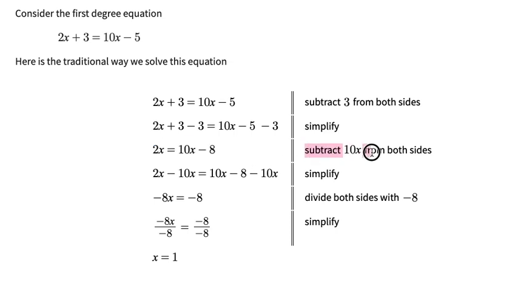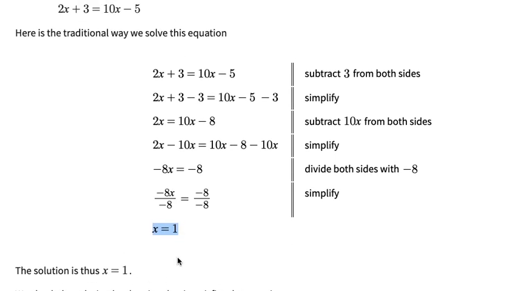Then we subtract 10x from both sides and we get 2x - 10x = 10x - 8 - 10x. We simplify again and we get -8x = -8. Then divide both sides by -8. We get -8x divided by -8 equals -8 divided by -8. And finally, simplifying, we get x = 1, like this.